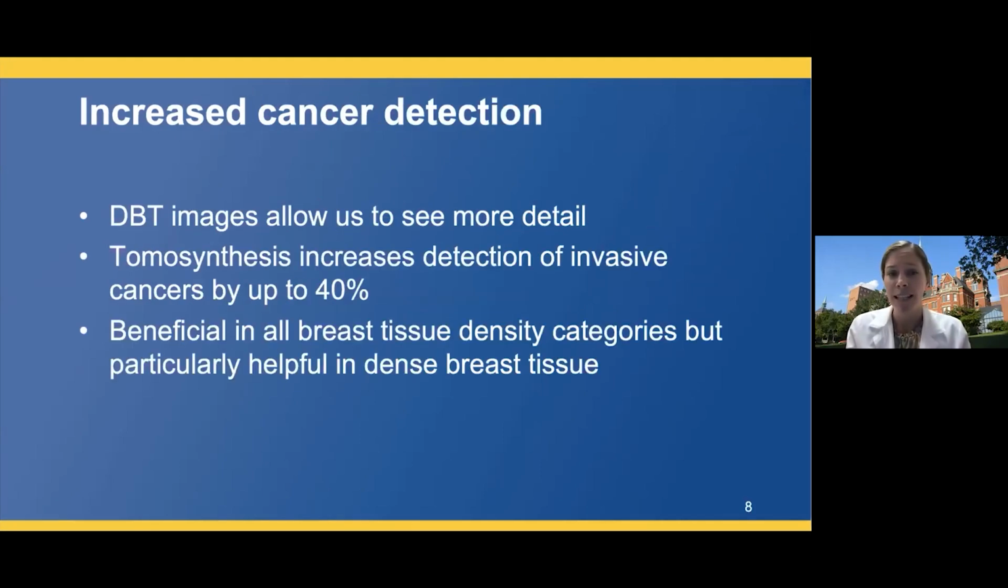So what about increased cancer detection? With DBT, we're also able to see more detail in the breast, and studies have shown that we have an improved cancer detection of invasive cancer specifically by up to 40% when we're doing screening mammography using tomosynthesis. It's actually been shown to be beneficial in all breast tissue density categories, but it's particularly helpful in dense breast tissue.